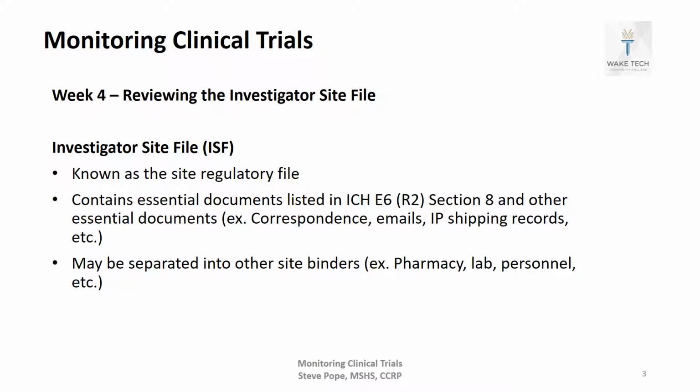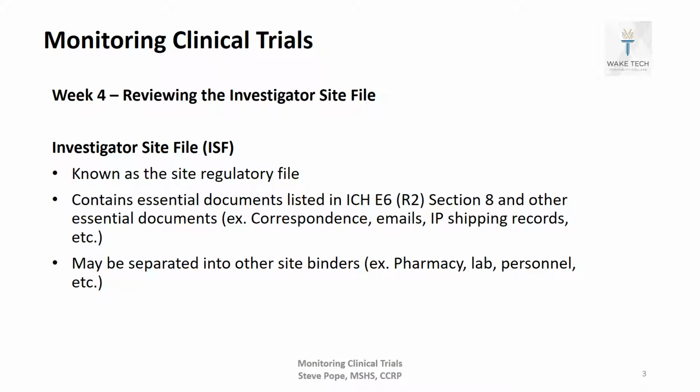So let's begin by talking about the investigator site file, or the ISF. This is also known as the site regulatory file, so you may hear it referred to as the regulatory file or the site binder or the investigator site file. All three of those terms are rather interchangeable and really describe the same thing. So what this consists of is you have a physical binder. In most cases, you'll have a physical binder, a 3-ring binder that contains the essential documents that are listed in ICH E6 R2 Section 8.